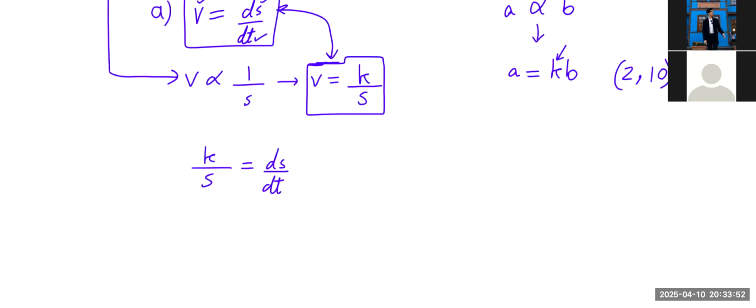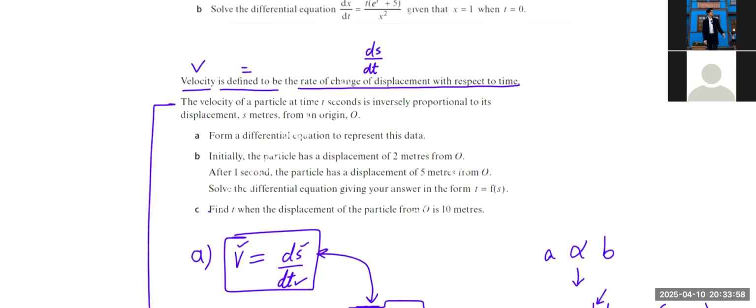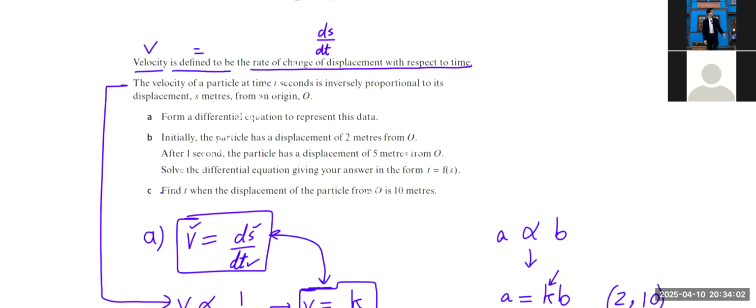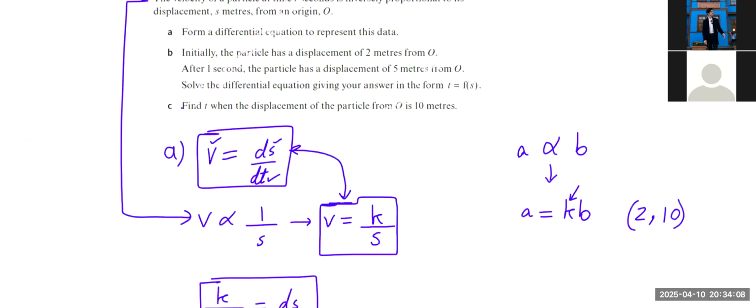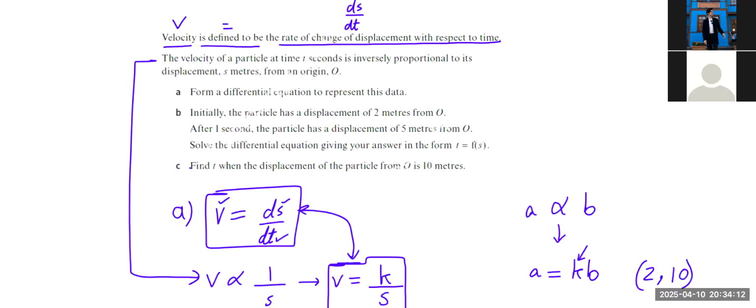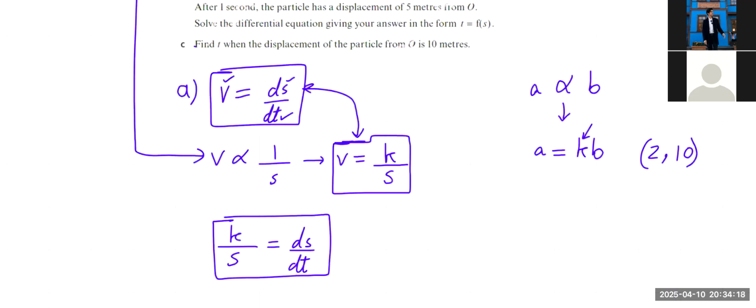Sorry. So this is the differential equation that we end up with. Again, two lines gave us enough information to build a differential equation. The first line is that velocity is the rate of change of displacement. Remember, rate of change means derivative. So v is the derivative of displacement, of course, with respect to time. The second line tells us that v is inversely proportional to displacement. So v is equal to k over s. Combining them gives us this differential equation.